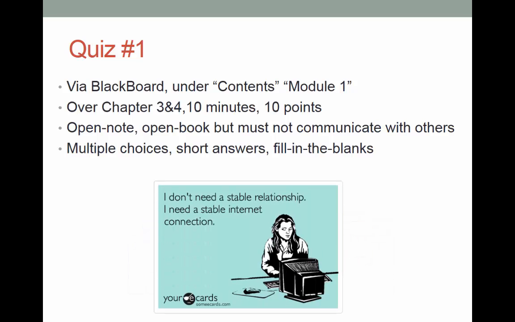Since your quiz is on Blackboard, please make sure that you have a reliable internet connection during your time. Same thing goes for the exams.